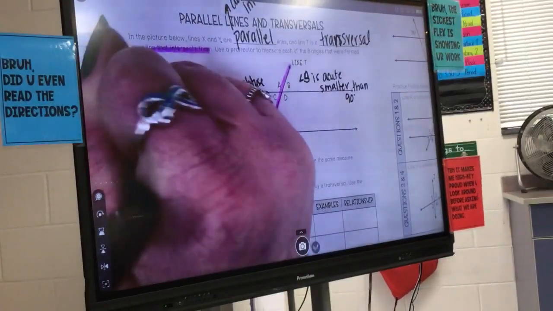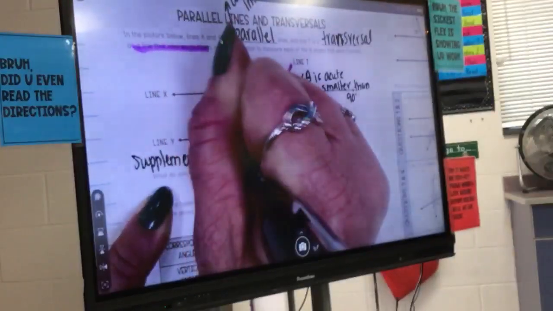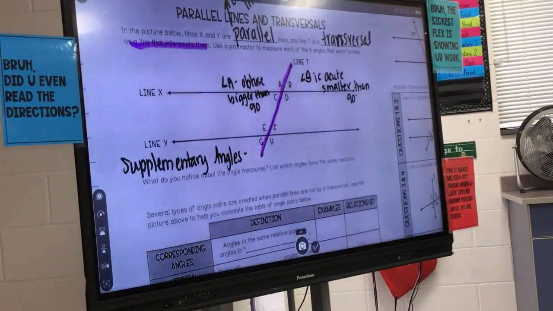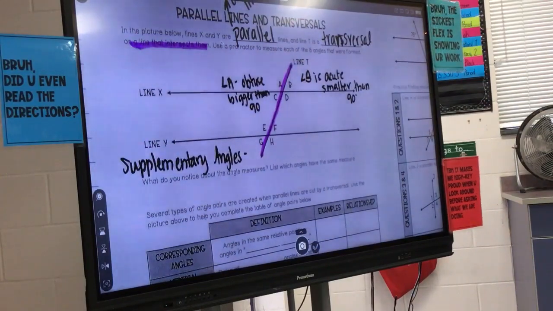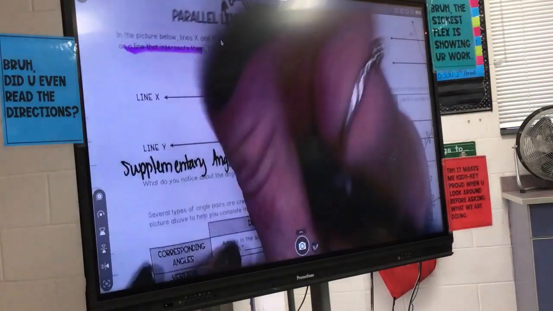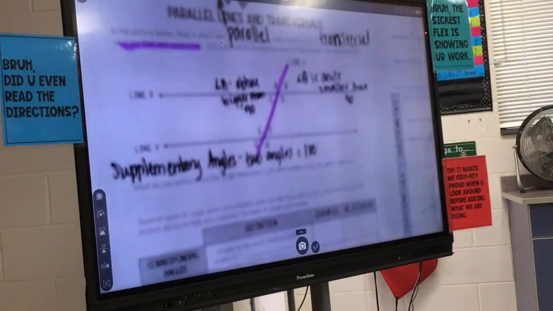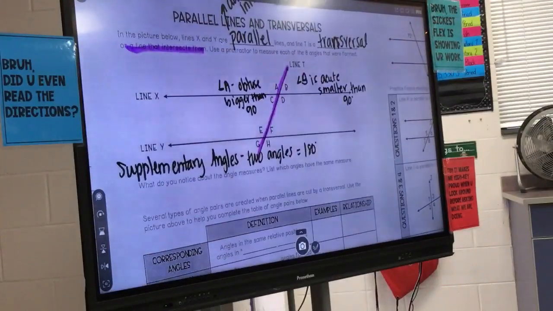Let's talk about supplementary angles. Okay, what's a supplementary angle? Anybody? Nobody? Delta math is gonna suck for y'all this week. It means two angles equal 180 degrees. So angle A and B are supplementary angles because if we added those two together, they equal 180.